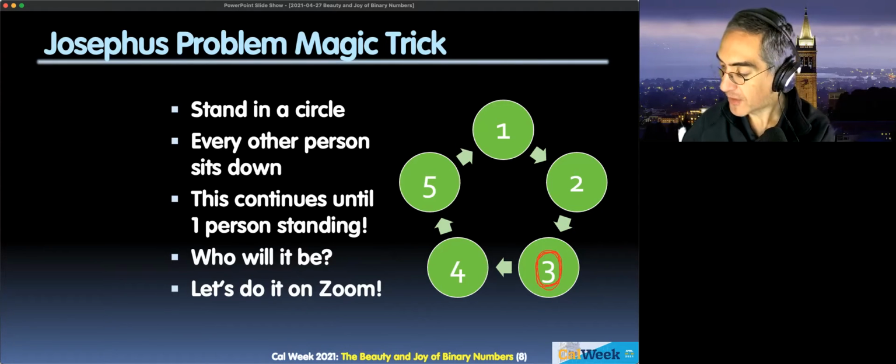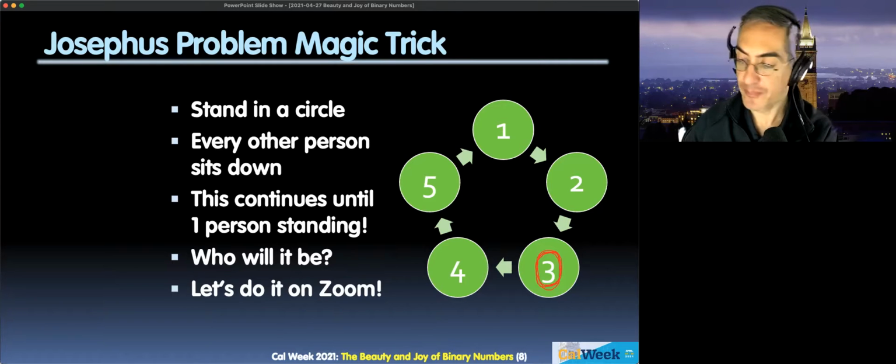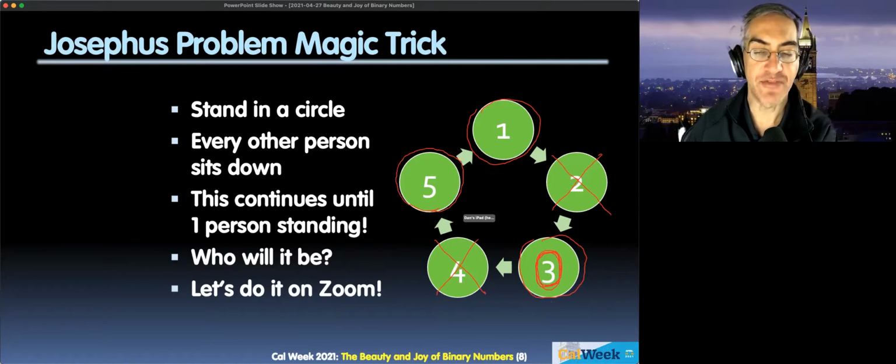Let's try it together. Stand, I'm going to circle. Sit, I'm going to cross off. Here we go. So 1 stands. They survived the first day. 2 sits. Sorry, 2. 3 stands. 3 survived 1 day. 4 sits. 5 stands. By the way, you might guess that in the first round I cross off all the even numbers.